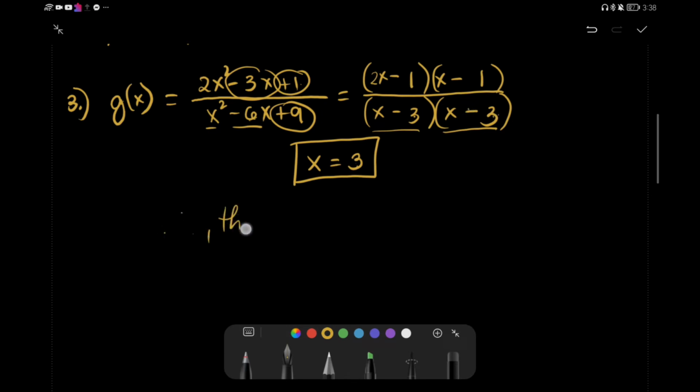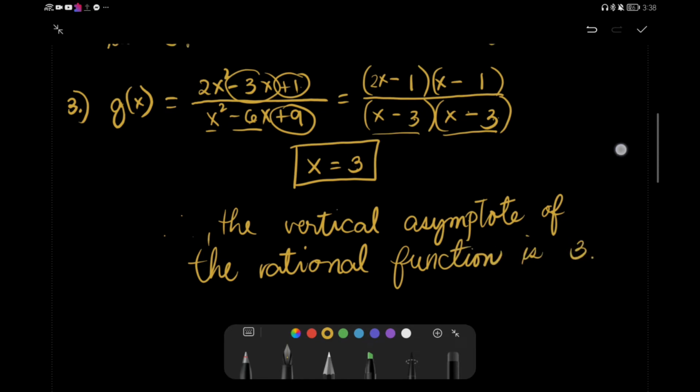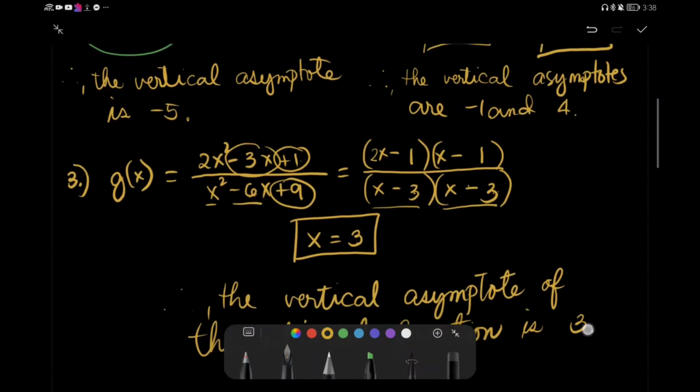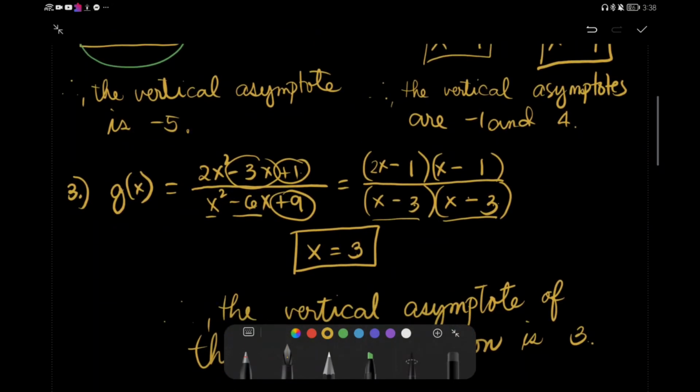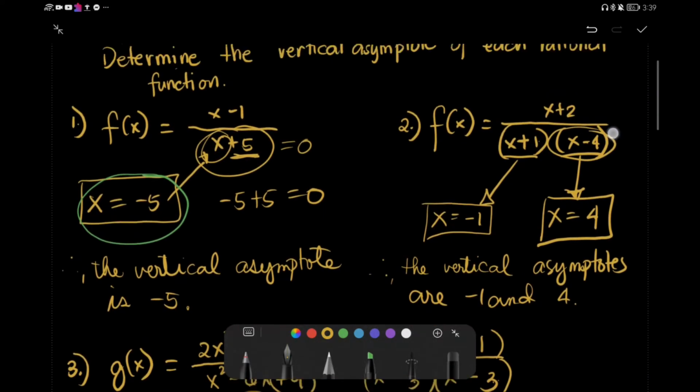Therefore, the vertical asymptote of the rational function is positive 3. Make sure that the value 3 in our vertical asymptote does not make the numerator 0. So, 2 times 3, that is 6, minus 1, that is 5. 3 minus 1, that is 2. So, not 0.